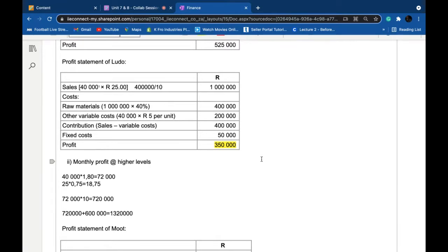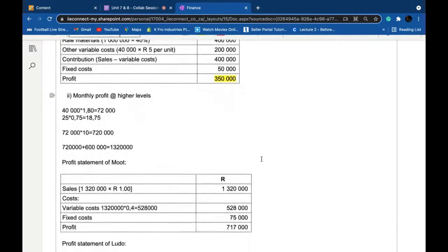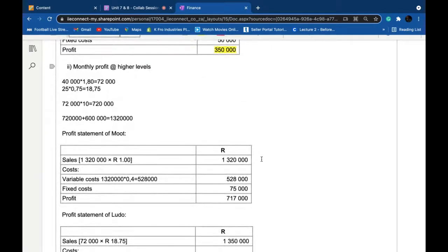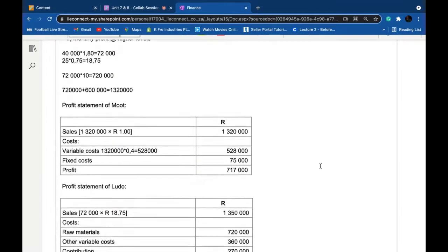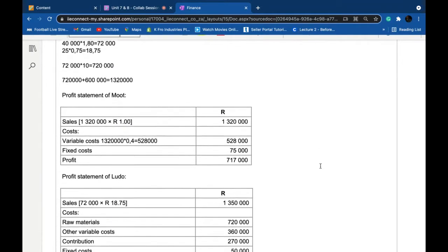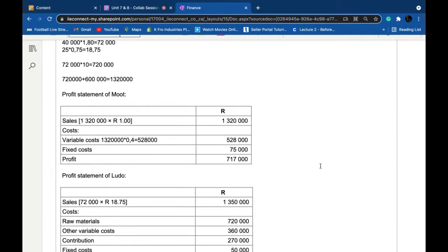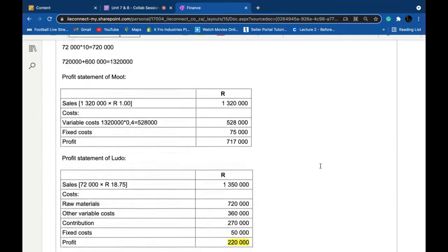Okay, then part two, they were saying calculate the monthly profit position of Ludo and Moot if the sales of Ludo are at a higher sales level. So here, obviously, I'm sure if you look in the question somewhere, they'll probably give an indication of what that sales level actually is. So I'm not sure. I see 1,000. Yeah, so it's just about reading through the question there.